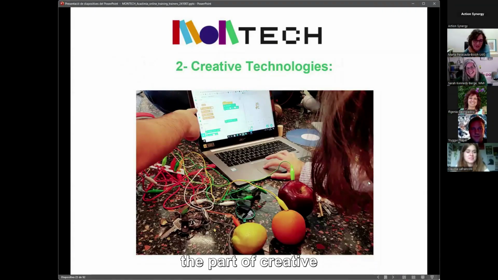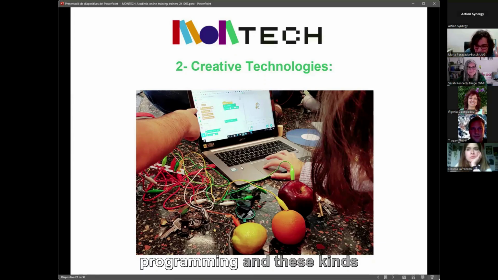Yeah, the part of creative technology, well, this is also a picture that shows very much what we mean with it. It's not just using technology, it's also blending it with the physical world. You must think, what do oranges and lemons and apples have to do with technologies and with programming? We'll see this in Firenze.